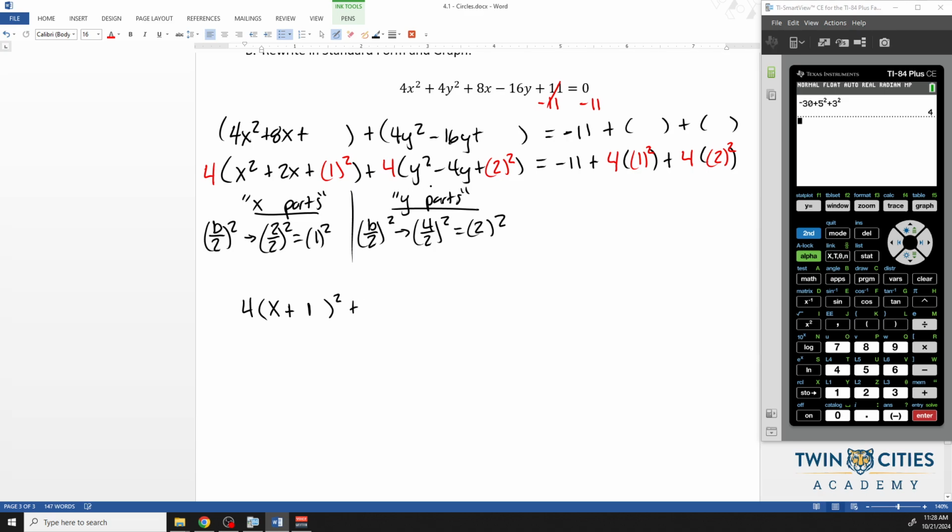Plus, now we'll do that for the y parts. Square root of the first term is y. Square root of the last term is going to be 2. Sign in the middle. Don't forget your 4.